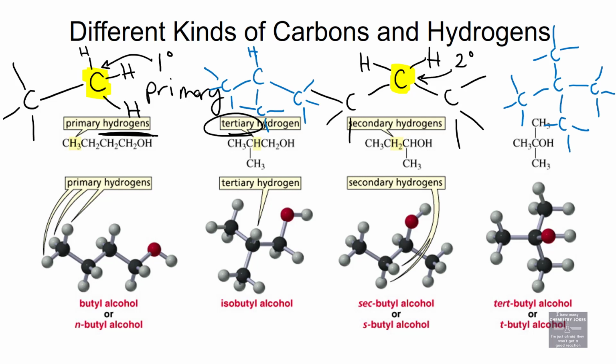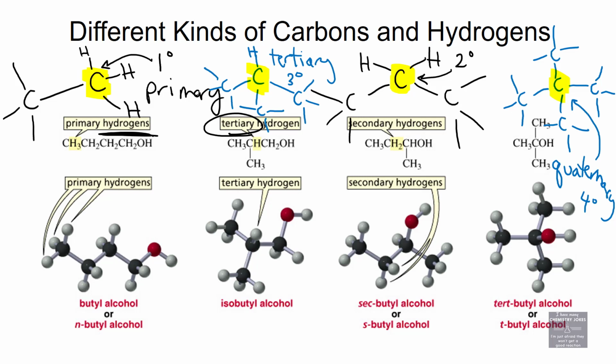I didn't really save myself a lot of room to draw on here, but this carbon is a tertiary carbon because it's connected to 3 other carbons, and that carbon is a quaternary carbon because it's connected to 4 other carbons. Tertiary, that's a 3 with a little degrees. Quaternary, that's a 4 with a little degrees.